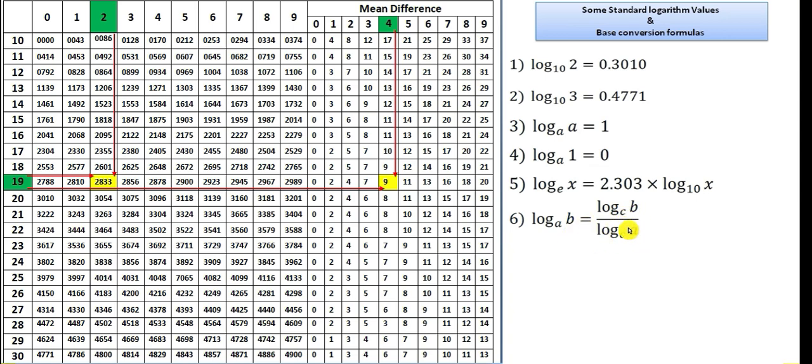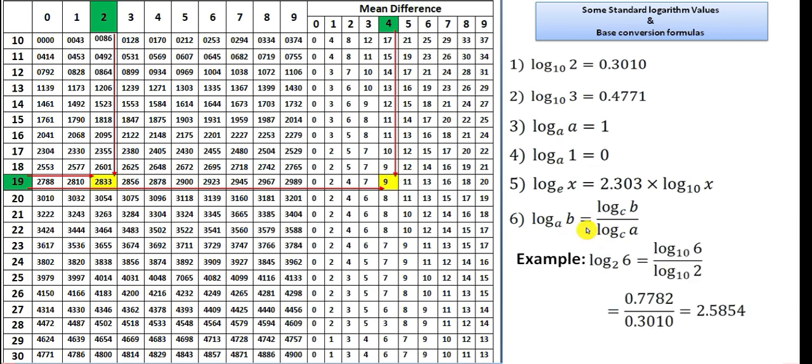This can also be derived or proved by using the exponential form, but I am not going to do that here. We are just learning the basics of logarithm so that we can use it in class 11 and 12. So this formula you have to remember, and by using this formula, let me give you one example.